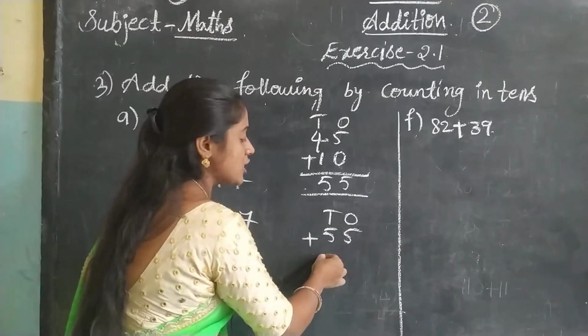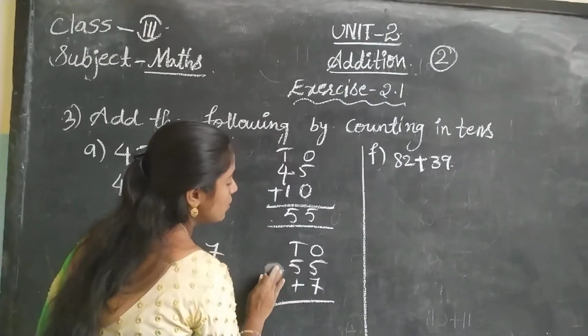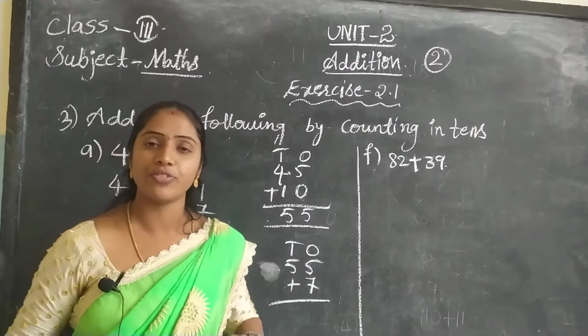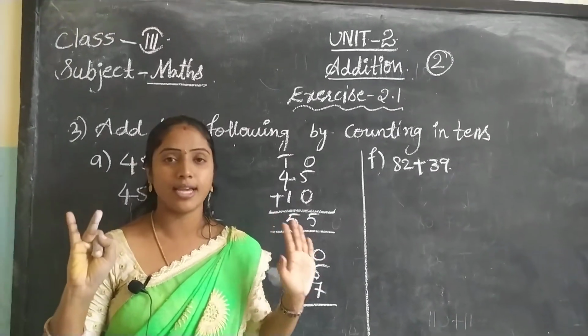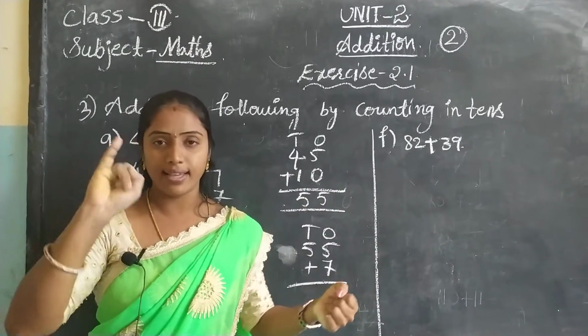Okay, don't write in tens place. That is wrong. So you should write in ones place. Okay, so next add in ones place. 5 plus 7. How much after 5? You should add 7 numbers. After 5, 6, 7, 8, 9, 10, 11, 12.